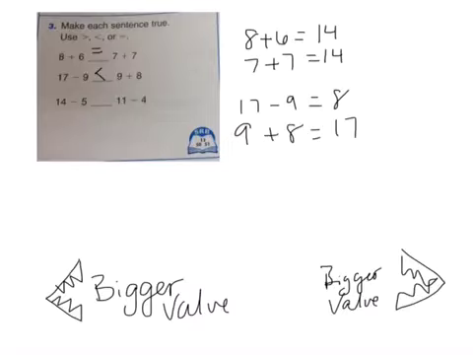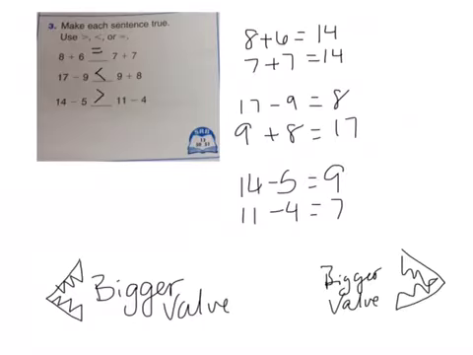And then our third one, 14 take away 5 is the same as 9. 11 take away 4 is the same as 7. So we know this is our greater than sign. This is great to be able to go through and look at each problem quickly. We're also able to look and see some of our mental math, figuring out if things make sense.